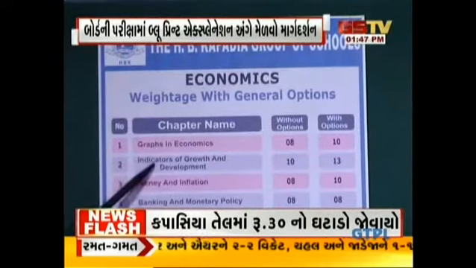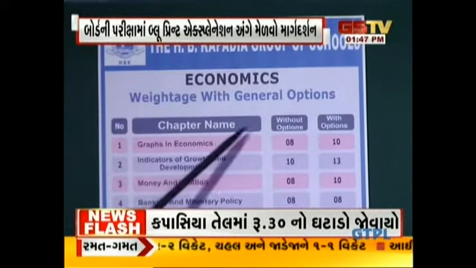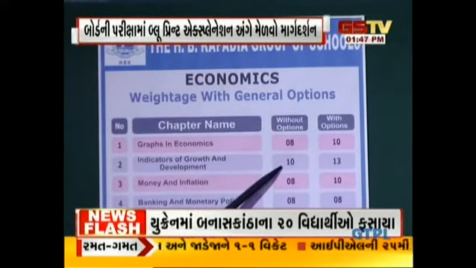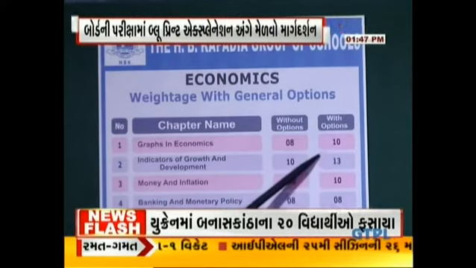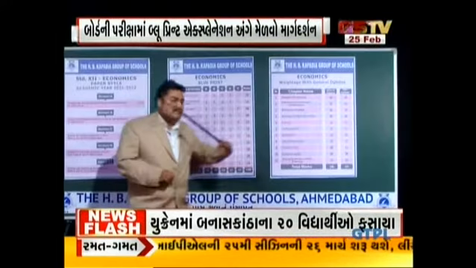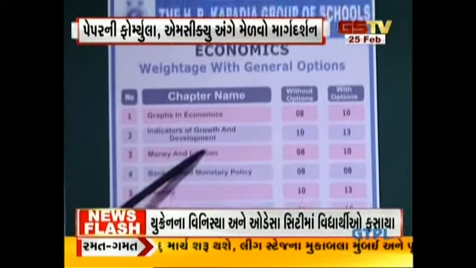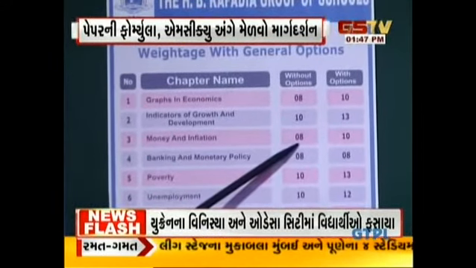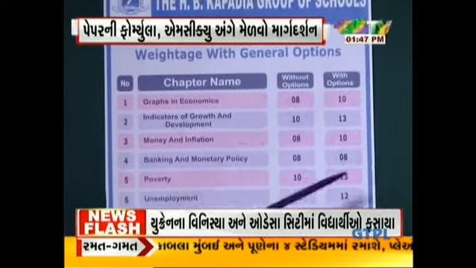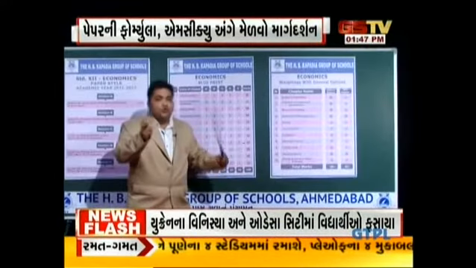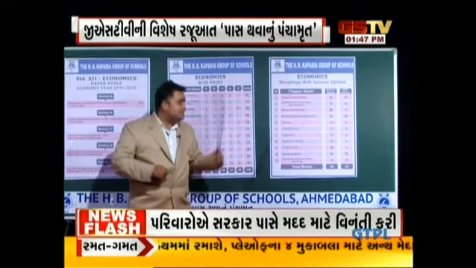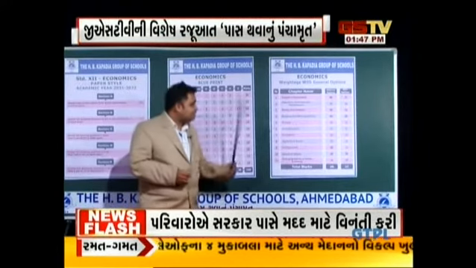The next is indicators of growth and development. If it is without option, 10 marks. With options, it is 13 marks. Next is chapter number 3, money and inflation. Without option it is 8 marks, with option it is again 10 marks. See, 2 or 3 marks they have added in most of the chapters.